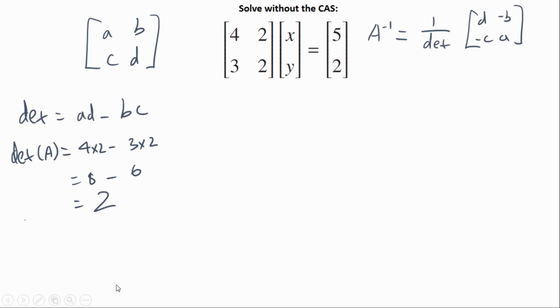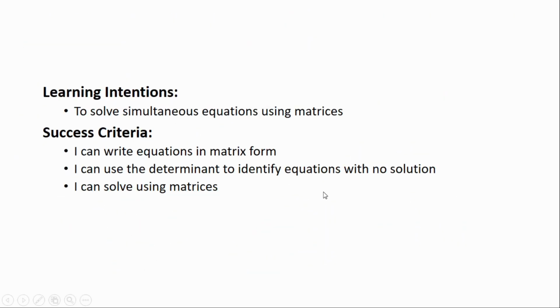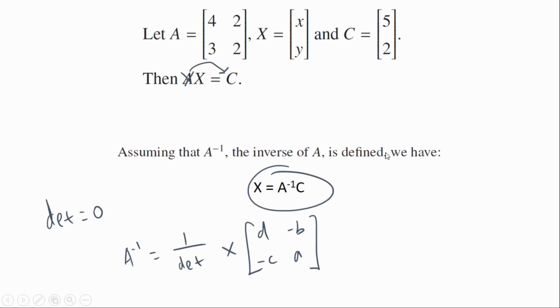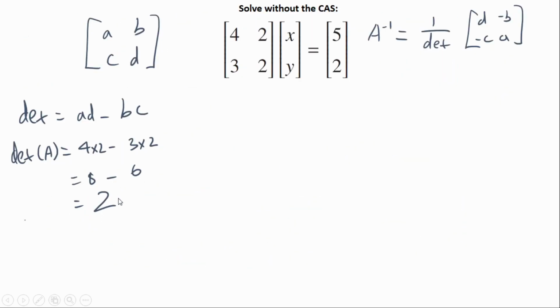I remember our next goal was to use the determinant to identify equations with no solution. So our determinant is 2 here, so that means it does have a solution. The only case in which it didn't have a solution was when the determinant was 0. I've got the formula for the inverse here, and the reason for that is we can't ever divide by 0. So because our determinant is not 0 here, we know that there's going to be a solution, so we can go to the next step to find the inverse of the matrix A.